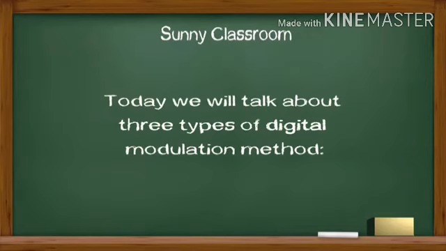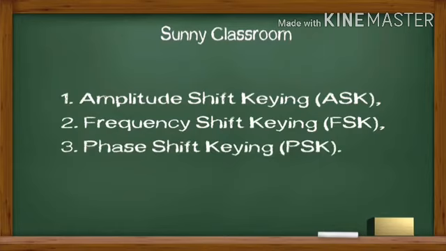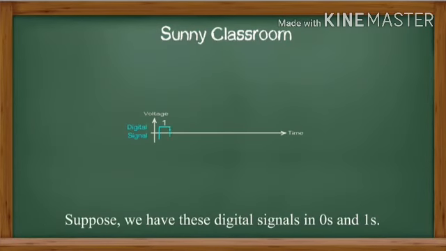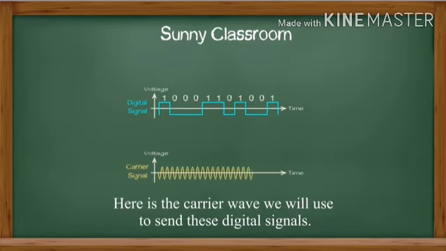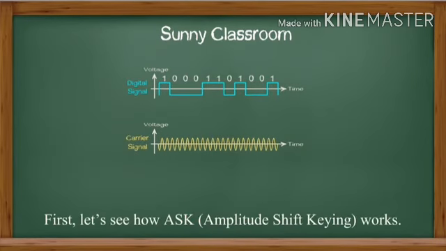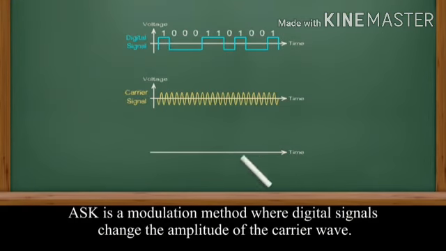Today we will talk about three types of digital modulation methods: amplitude shift keying, frequency shift keying, and phase shift keying. Let's see how each digital modulation method works. Suppose we have these digital signals in zeros and ones. Here is the carrier wave we will use to send these digital signals. First, let's see how ASK works.